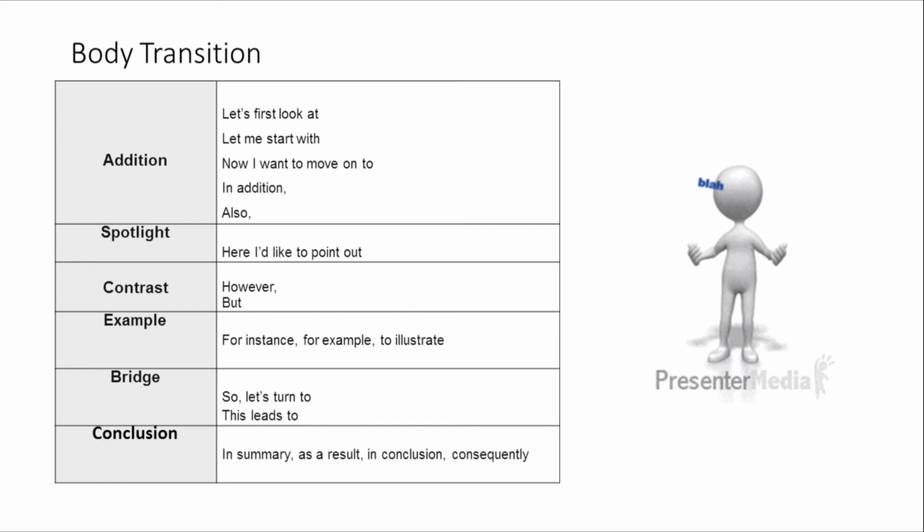If you want to make contrast, then you can say, however, or but. If you want to give an example, then you can say, for instance, for example, or to illustrate. To bridge, you can say, let's turn to, or this leads to. For conclusion, you can say, in summary, as a result, in conclusion, and consequently.